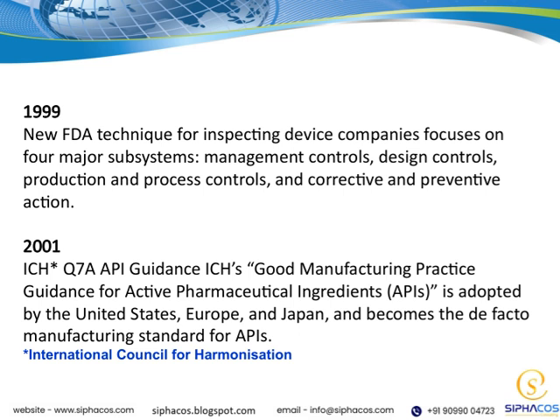Then, moving into 2001, we see the adoption of the ICH Q7A guidance, also known as the Good Manufacturing Practice Guidance for Active Pharmaceutical Ingredients, or APIs. This guidance was adopted not only by the United States, but also by Europe and Japan, making it a truly international standard. It's become the de facto manufacturing benchmark for APIs, which are essential components in many medications.